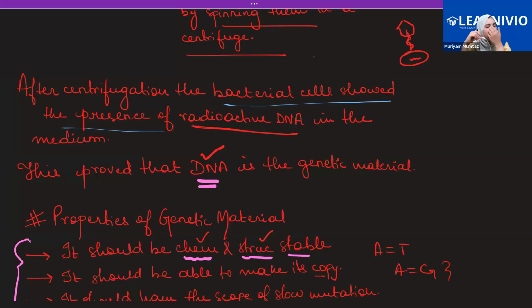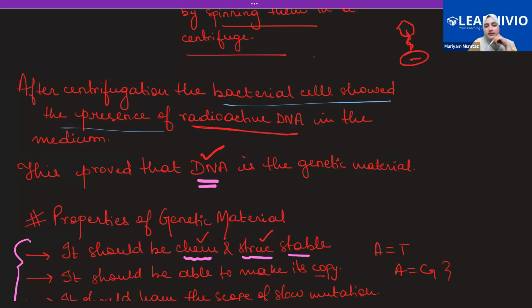So when they caused the infection, okay. Radioactive phosphorus means that the DNA will be radioactive because DNA has phosphate. Radioactive sulfur means the protein will be radioactive because proteins are mostly made up of sulfur containing amino acids.